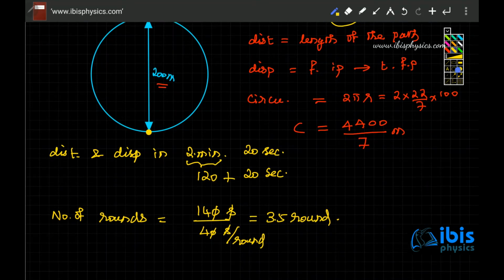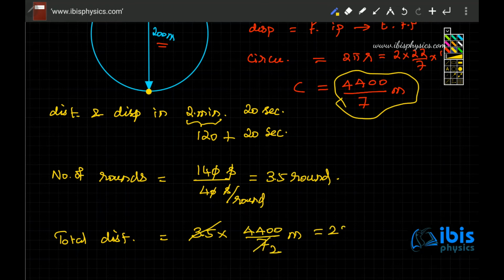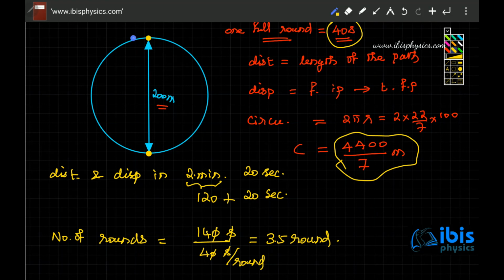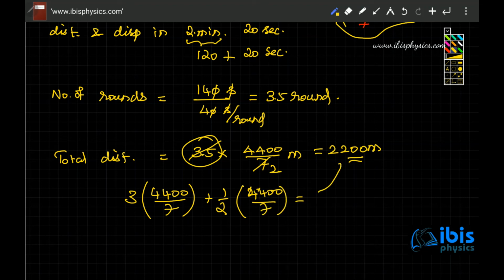Each round he covers a distance equal to the circumference. So for 3.5 rounds, the total distance traveled is 3.5 times 4400 by 7 meters. This 3.5 cancels with the 7 leaving half, so that is 2200 meters. So the total distance traveled is 2200 meters. In other words, 4400 by 7 three times plus half of 4400 by 7, that is 2200 by 7. If you calculate this also, you will get 2200.